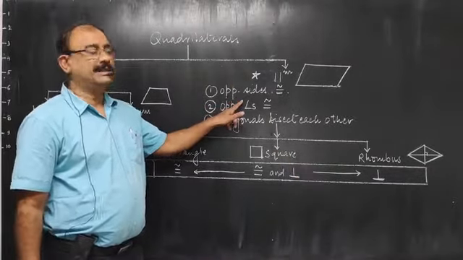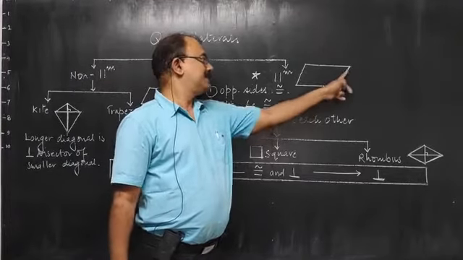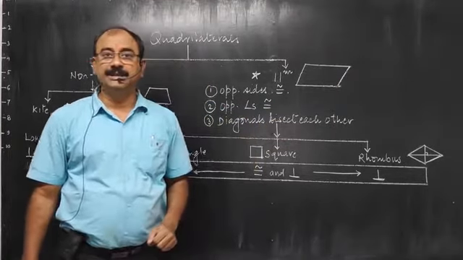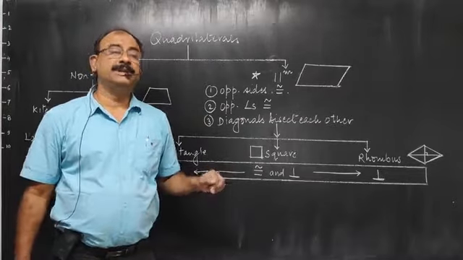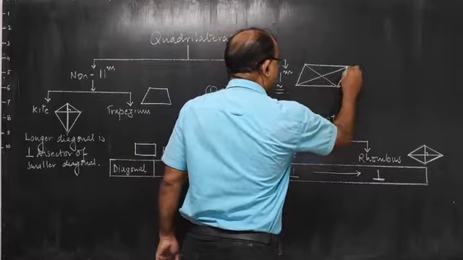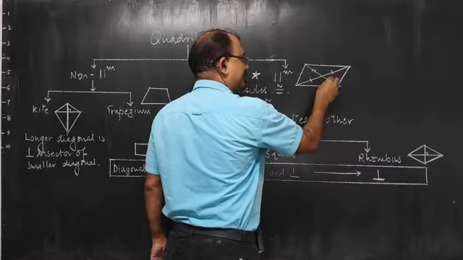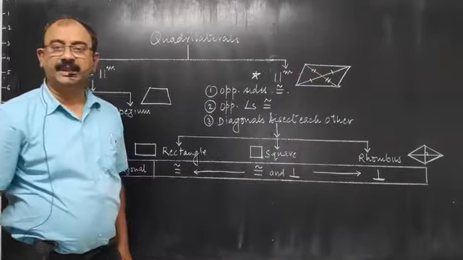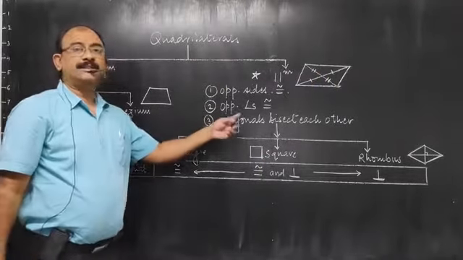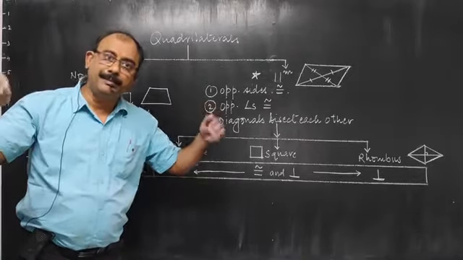What are the properties? Opposite sides are congruent. Opposite angles are congruent, and diagonals bisect each other. These diagonals, they will bisect each other. Okay, so these are the three properties which will be present in all parallelograms.